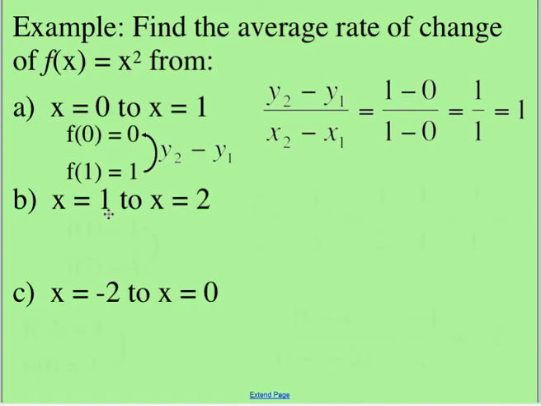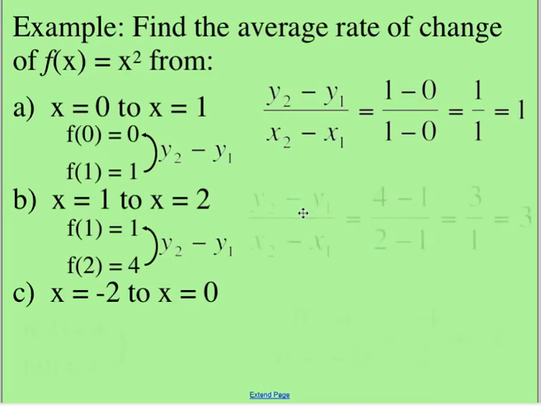x equals 1 to x equals 2. Let's find the average rate of change between these two x values. So first we need to plug our x values into the formula to get our y values. Then we're going to find the change in our y's. Put that over the change in our x's. So then we get 4 minus 1 over 2 minus 1 equals 3 over 1, which simplifies to 3.